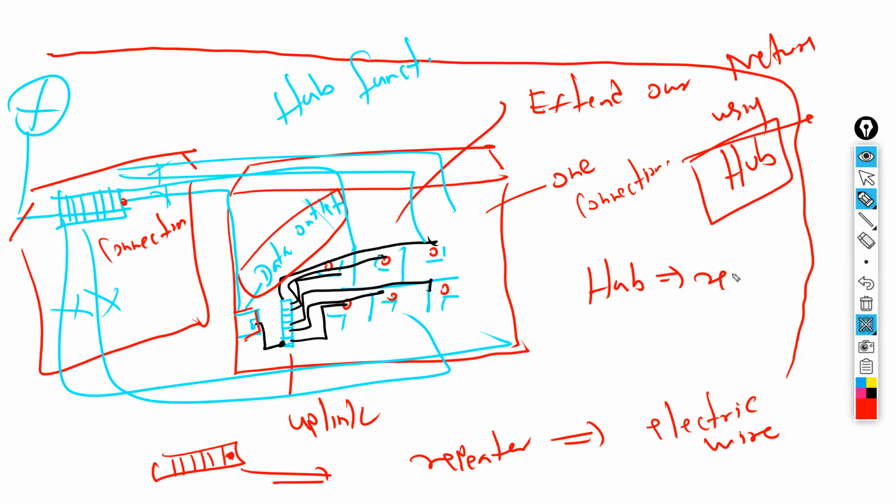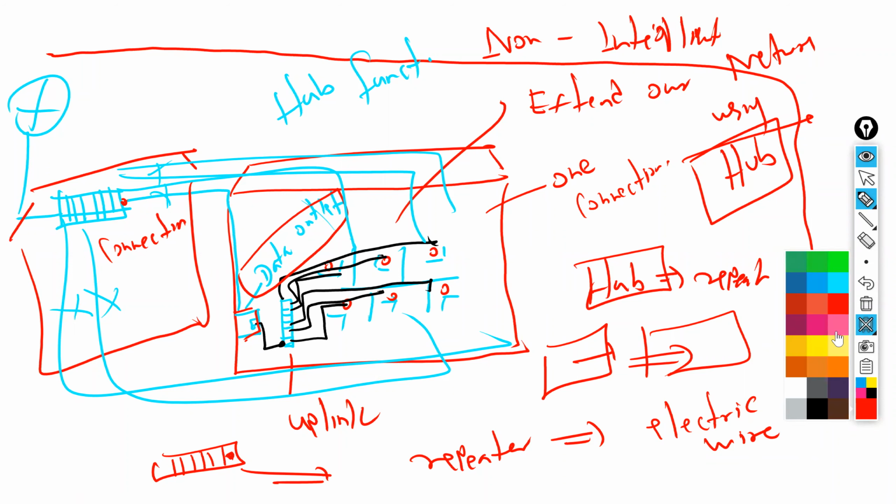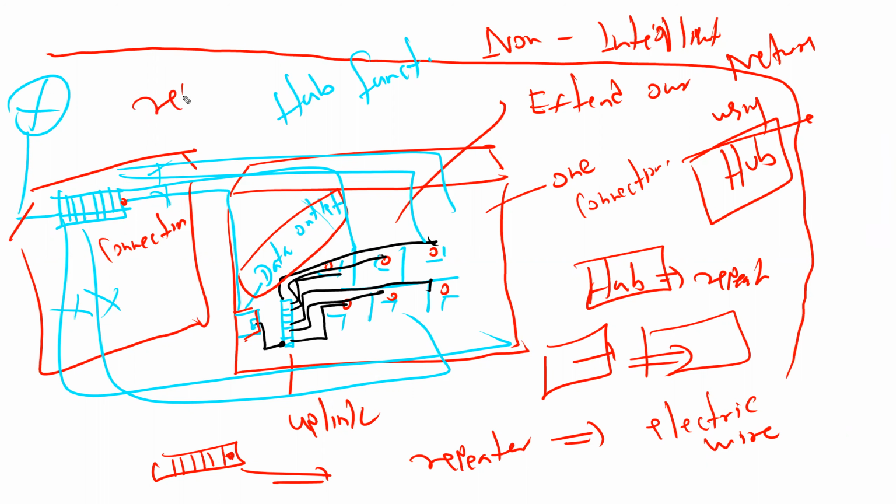Repeater means whatever comes in, it just propagates to others. It doesn't check what that is. The hub is not an intelligent device. It's non-intelligent. Why am I saying non-intelligent? So what's the disadvantage of the hub? The hub only repeats things.